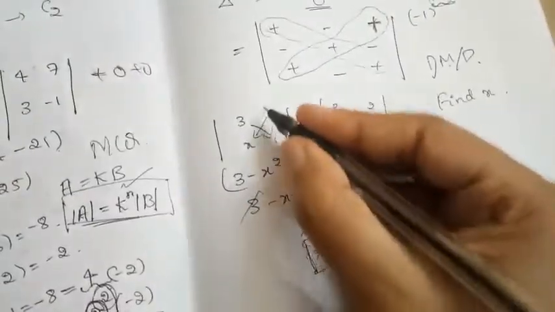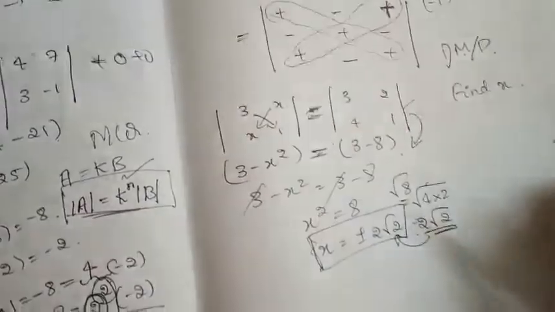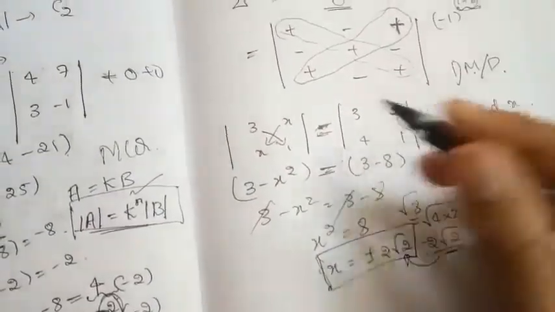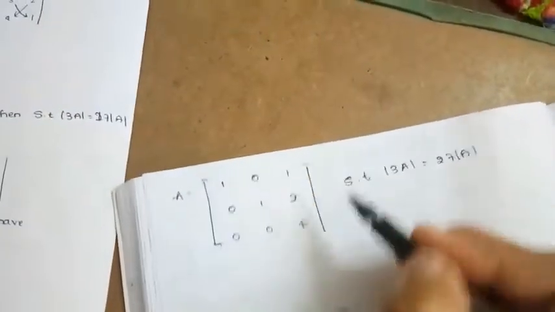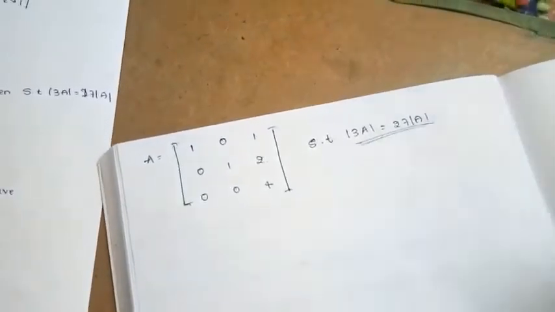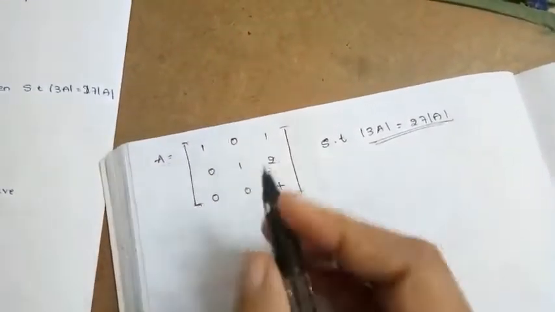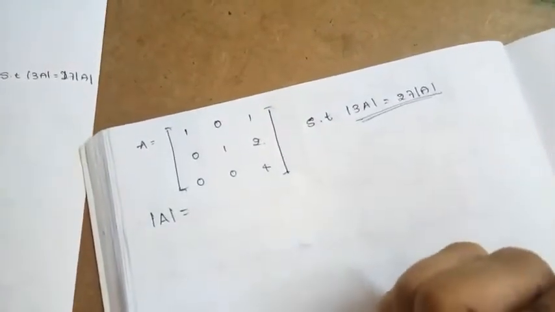This is how we got the value of x, and this is how we get the value of x when two determinants are said to be equal. So here is one of the questions. They have given the matrix A, not a determinant, it is a matrix. They have given a matrix A and asked us to show this. So first, let us find the determinant value of matrix A.